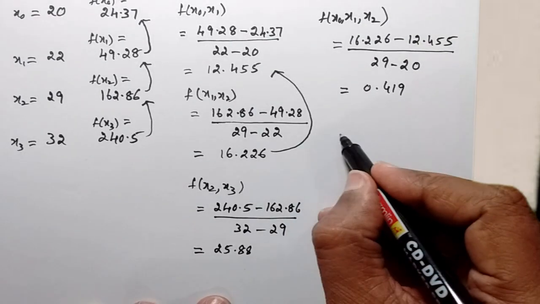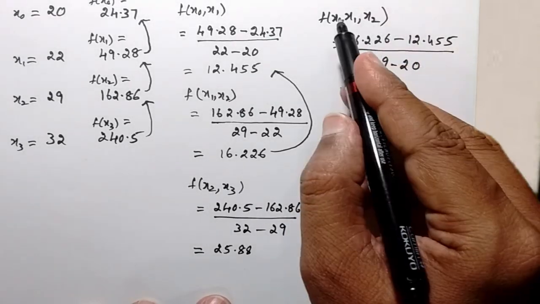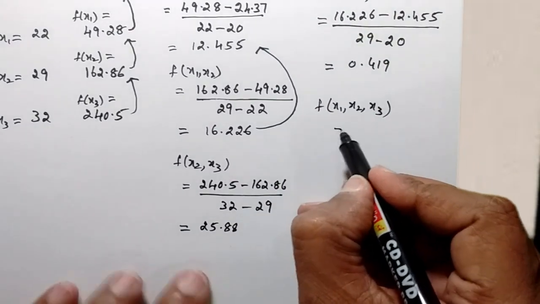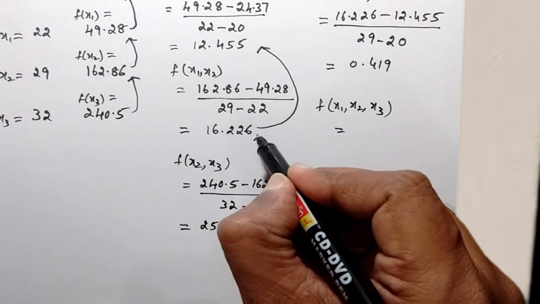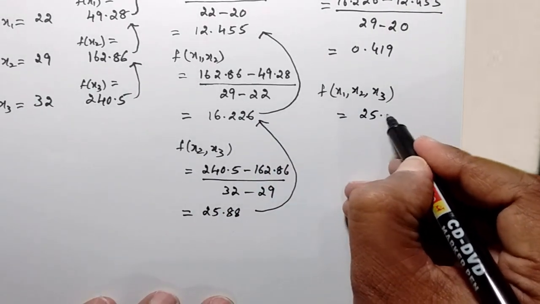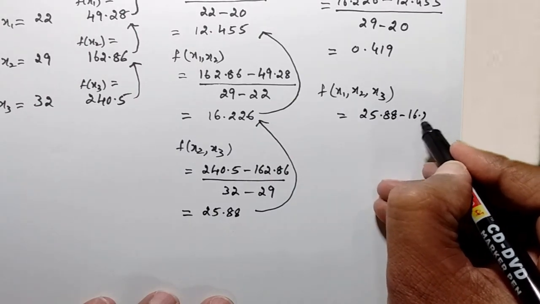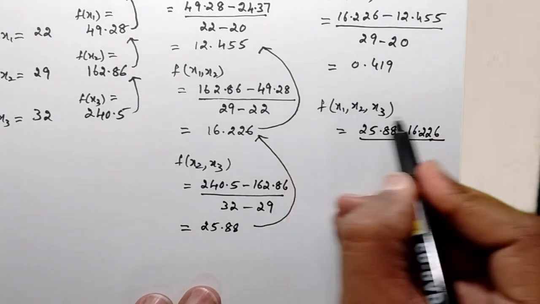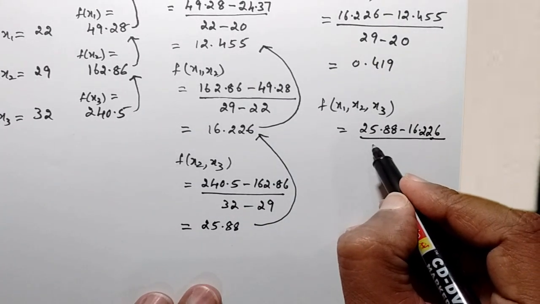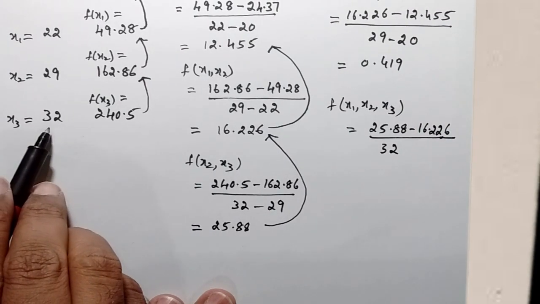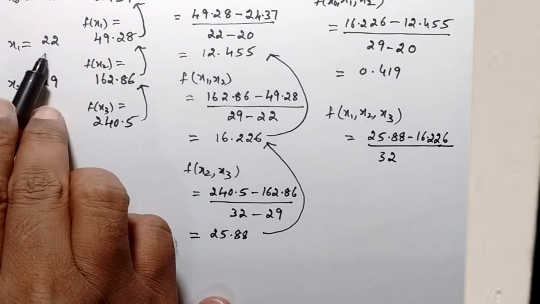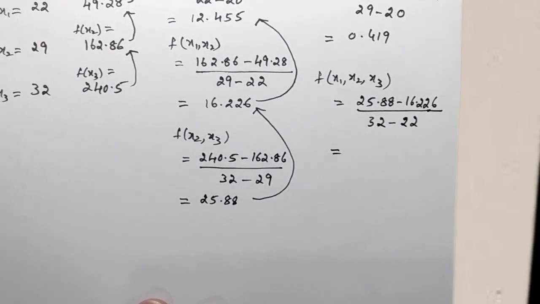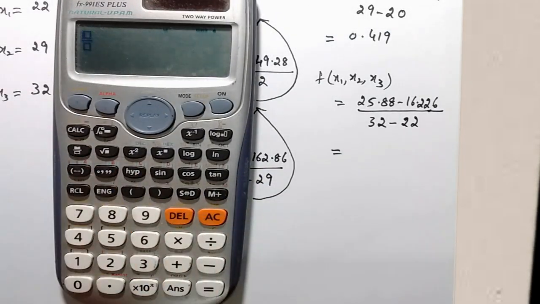Next, to go for the next value, f of x0, x1, x2. After x0, you'll be getting x1, x1, x2 and x3. Three values you have to get. So now the difference of these two values, it is 25.88 minus 16.226 divided by denominator what? x3 minus x1. You see the table, x3 value is 32 minus, you got x1, x1 is 22, right? So let us use the calculator. So how much you're getting?